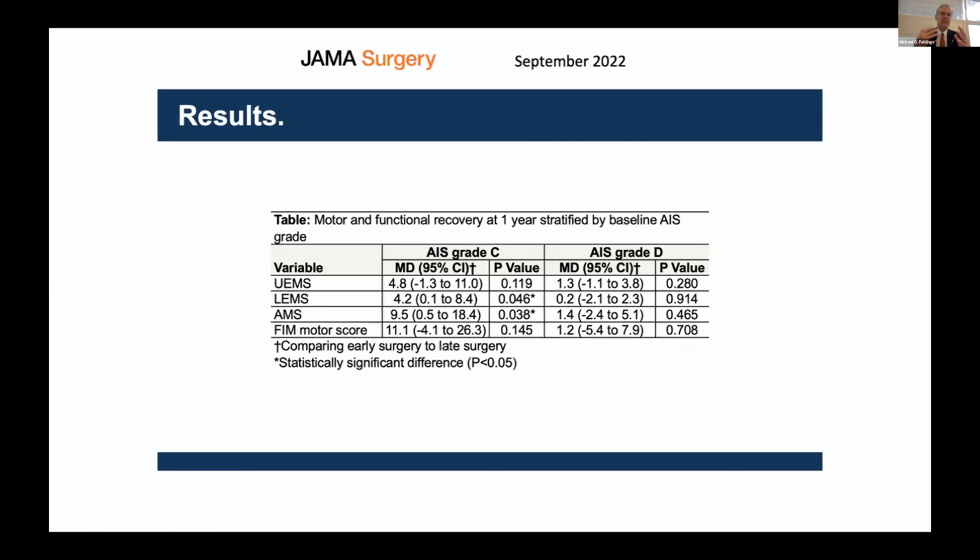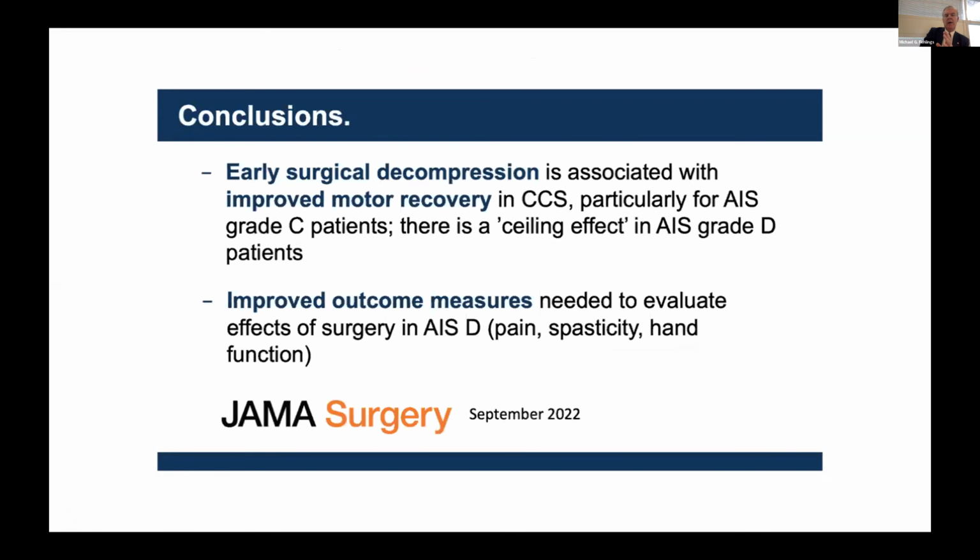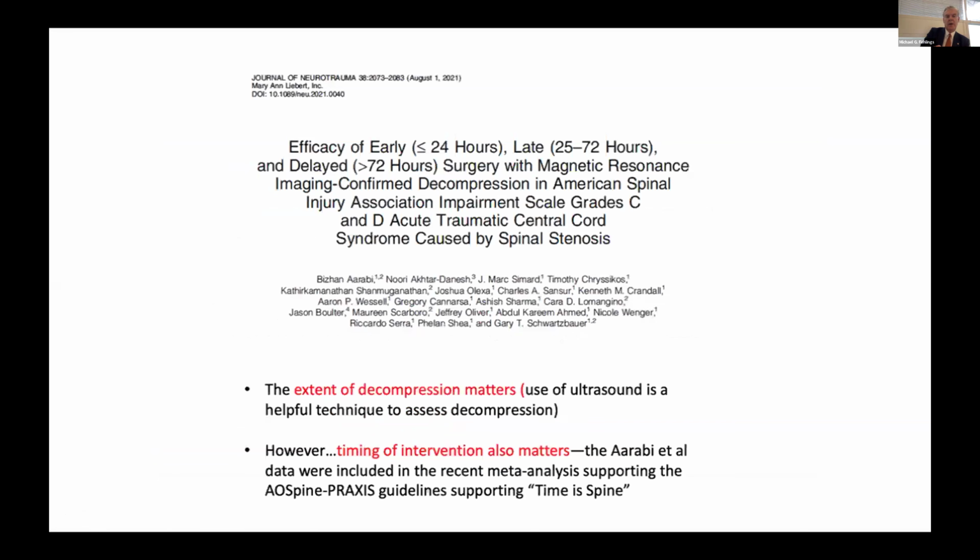Now, that doesn't necessarily mean that surgery doesn't have a role in these patients. I think it likely does, but we need to have improved outcome measures in these milder patients. For example, we need to be evaluating hand function, pain, spasticity, and so on. But certainly, when medically feasible, you should be contemplating the option of early surgical intervention in more severe ASIA C central cord injuries. And also the technique matters.